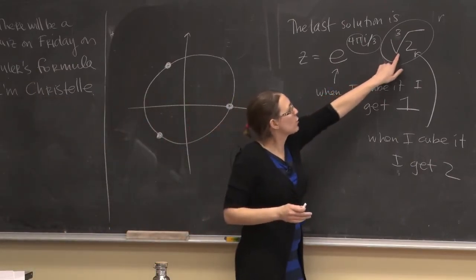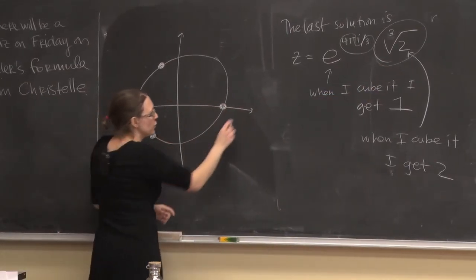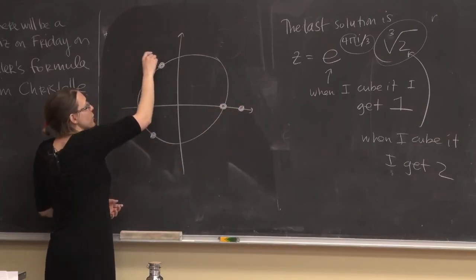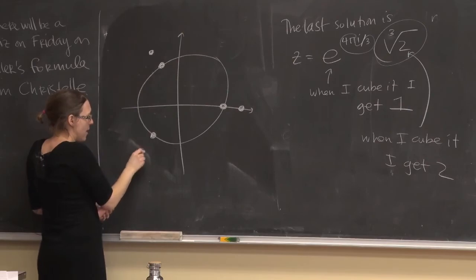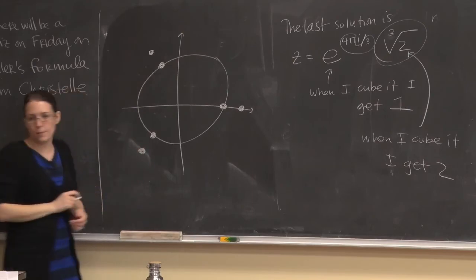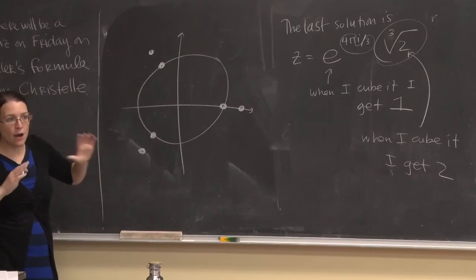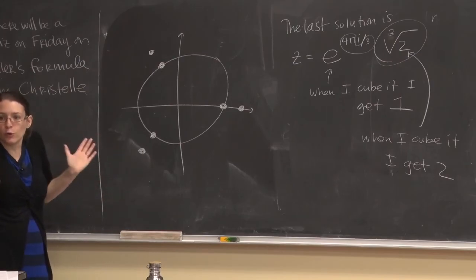They're, you know, cube root of 2 times 1, so maybe cube root of 2 times 1 is here, and then cube root of 2 times this number is there, and cube root of 2 times that number is out here, but they're still spread out evenly around, now a circle of radius cube root of 2.